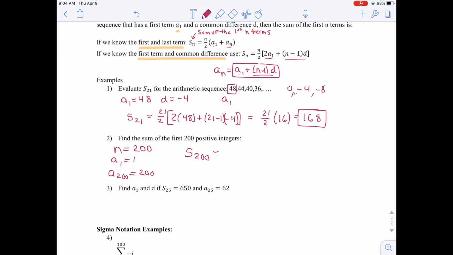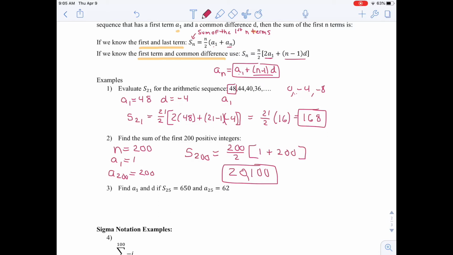S sub 200 is equal to 200 divided by 2. And then first term plus last term. So we have 201 times 100. We see that the sum of these terms is 20,100. So a little bit more straightforward on that one, knowing that first and last term.